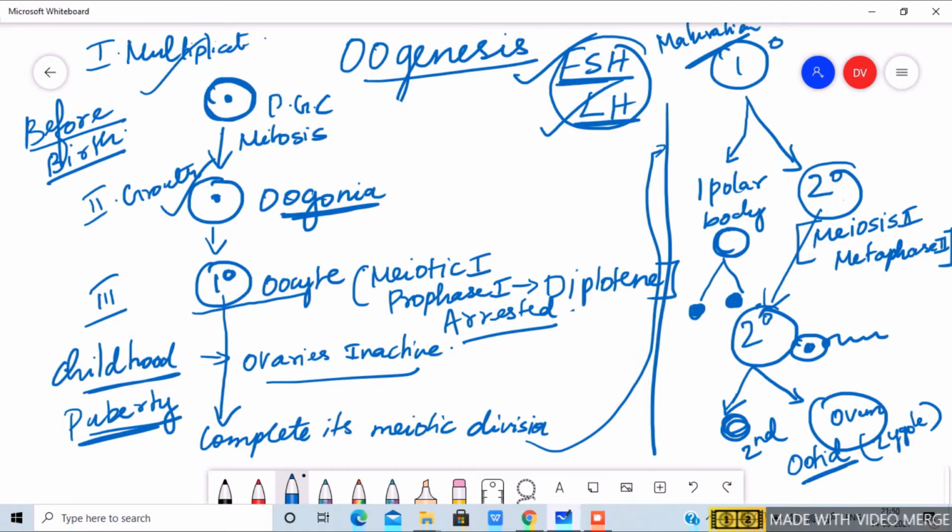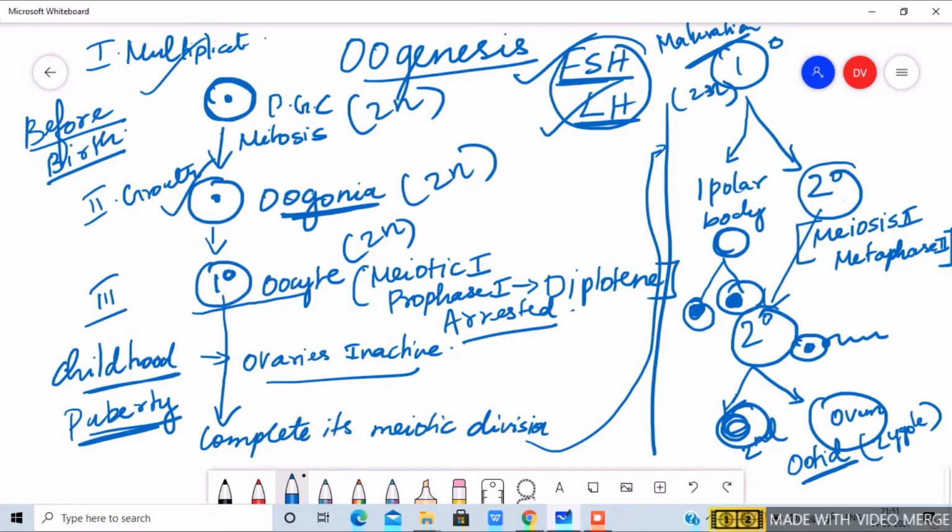Alright guys, what happens to all the polar bodies? What is the ultimate result? From one cell, 4 cells are produced. Among those 4 cells, 3 are polar bodies and only 1 is the ovum. Getting it, guys? And if you see the diploid and haploid nature, the primordial germ cell is diploid, oogonia is diploid, and the primary oocyte is also diploid.